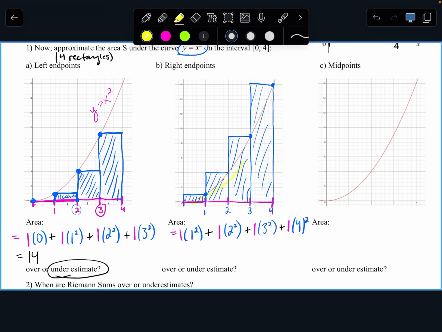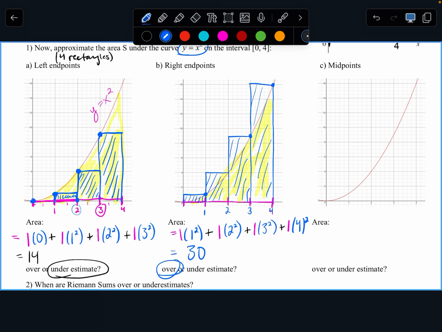Think about this being the actual curve. If I were to shade all this in, this would be the actual. So the left endpoints gave me an under. This one is going to give me an over. So these are both over. This is 30. Now midpoints, this one's the most annoying in my opinion, but it still is fine.